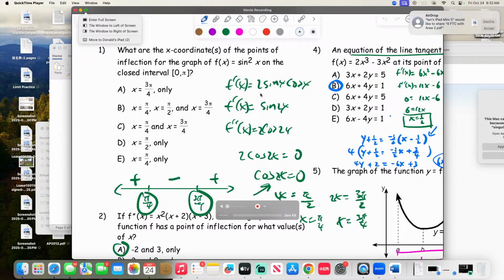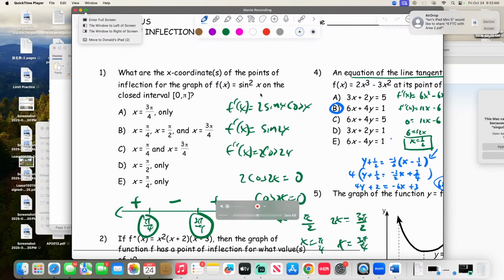Restate that question. Say that again. Sorry, I didn't understand your question. So after my first derivative, I used the chain rule, and my second derivative was 2 cosine square x minus sine square x. I think your chain rule is wrong, right? Can I see your work?